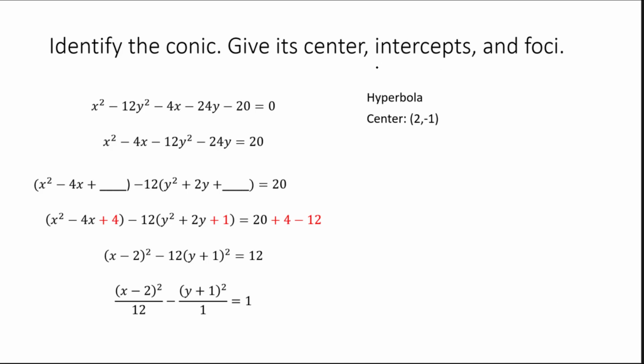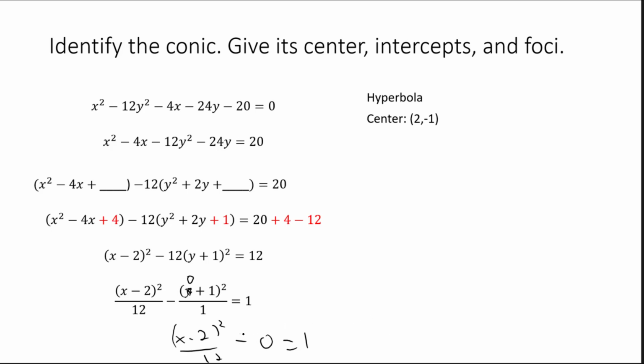So to find the intercepts, what we do is we have to plug a 0 in for x and for y. So for the x-intercepts, you plug a 0 in for y, and then solve for x. All right, so we have (x minus 2) squared over 12, and then minus, this would be 0, equals 1.